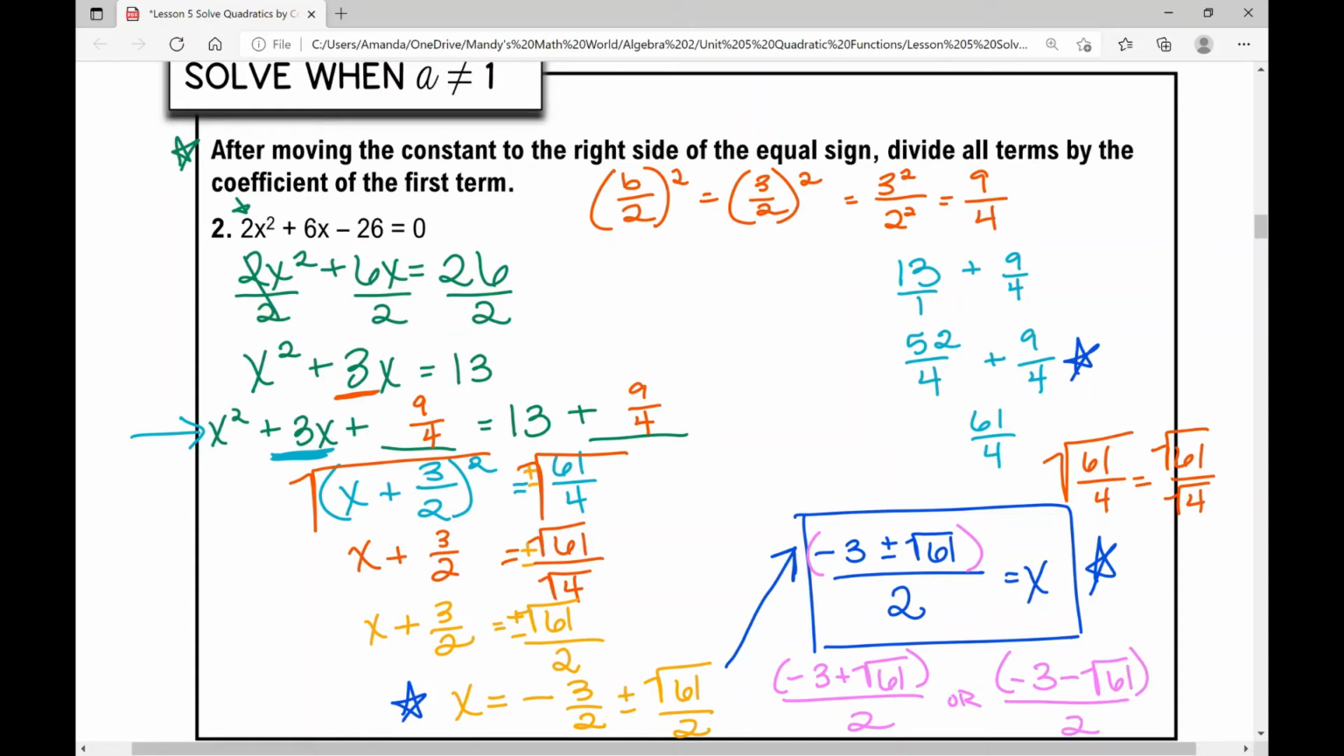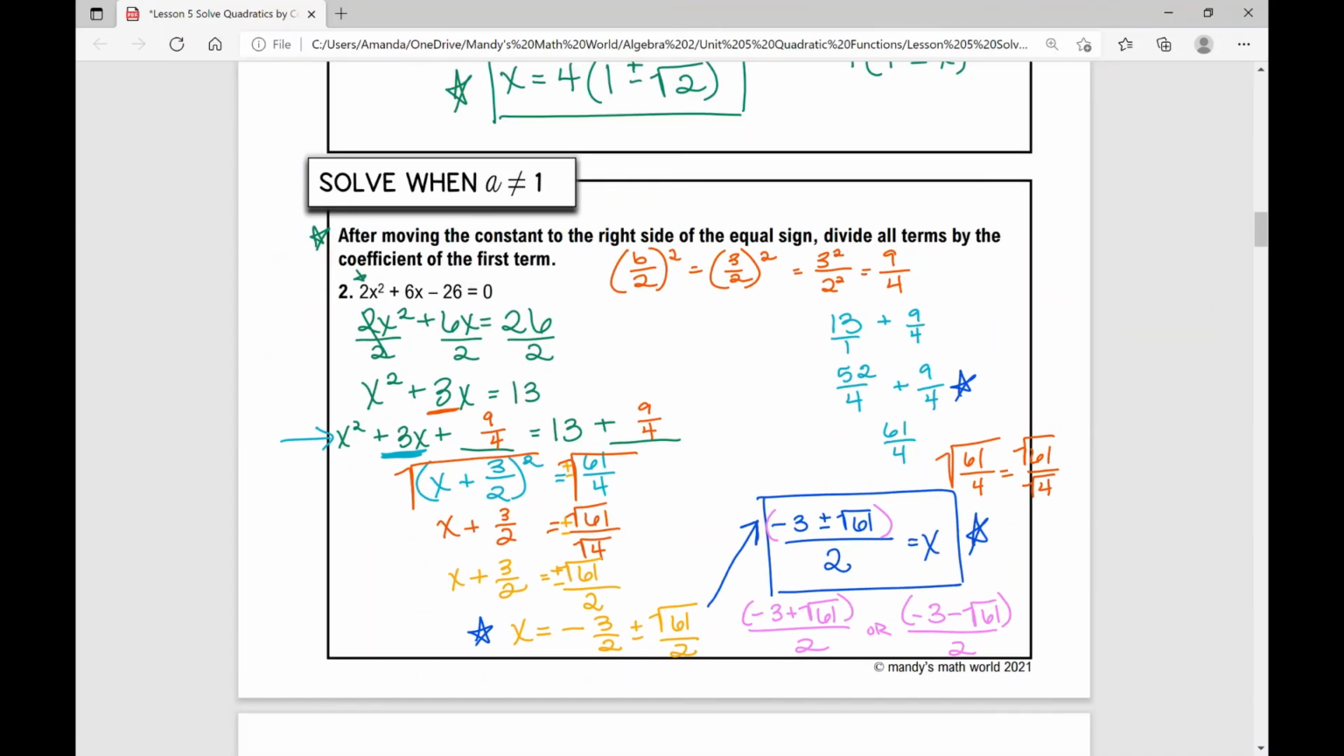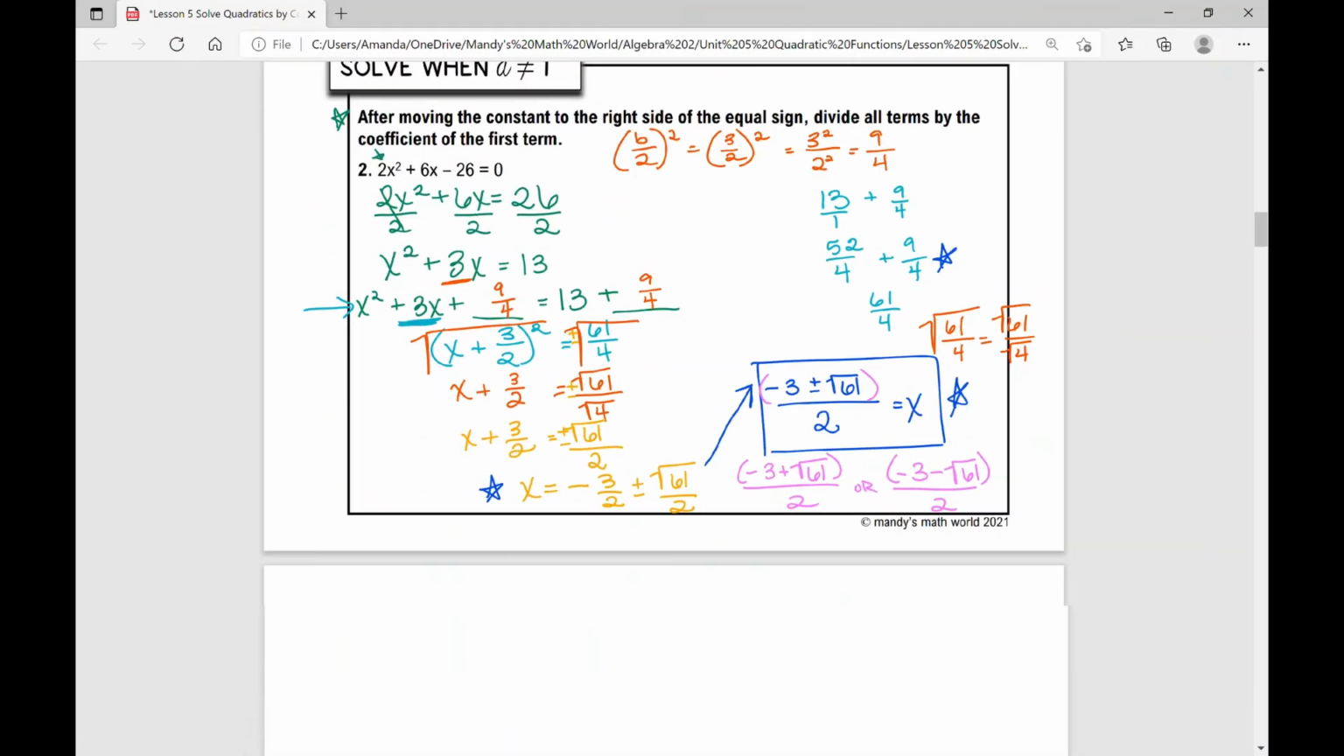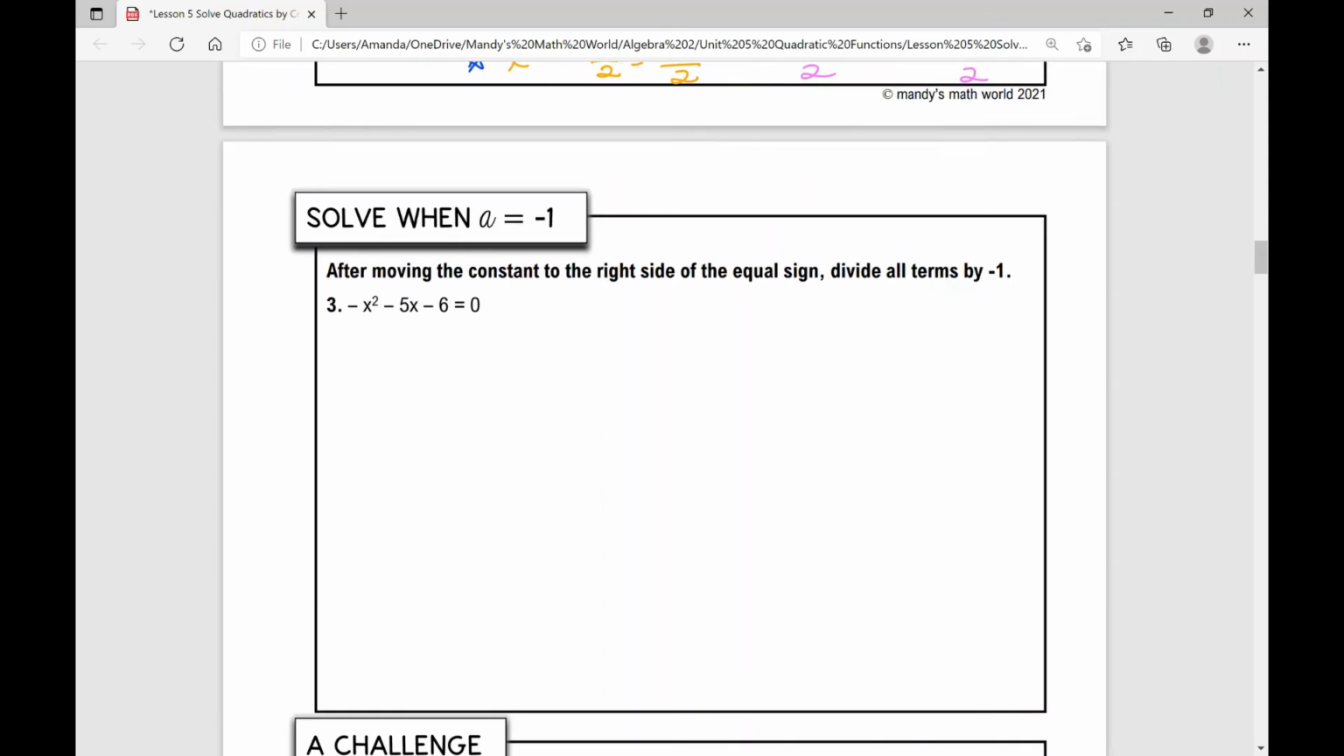And you'll have two decimals. You'll have two answers. But you can write it like this as a simplified square root, and that's perfectly fine. Let's move on to our next example.